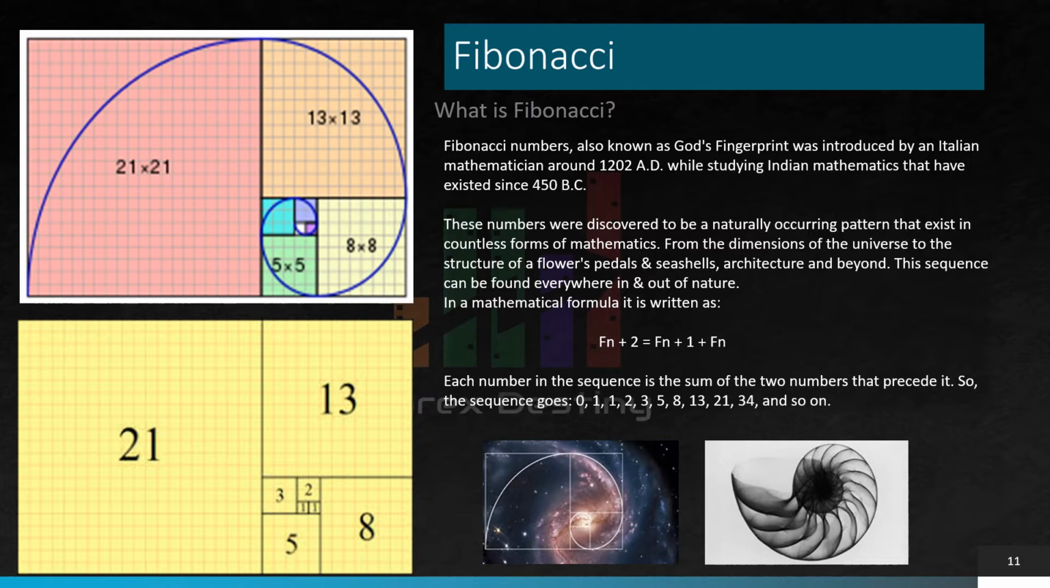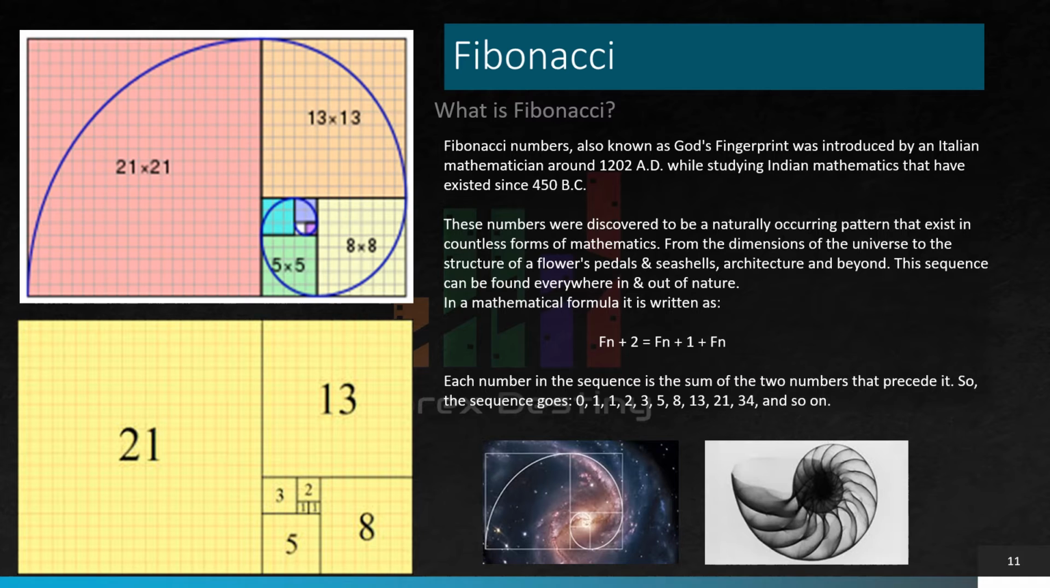From the dimensions of the universe to the structure of a flower's petal or a seashell, architecture, and even beyond, these sequences can be found everywhere, in and out of nature. In mathematical formula, it's written as Fn+2 = Fn+1 + Fn. What it means is that each number in the sequence is the sum of the two numbers that precede it.